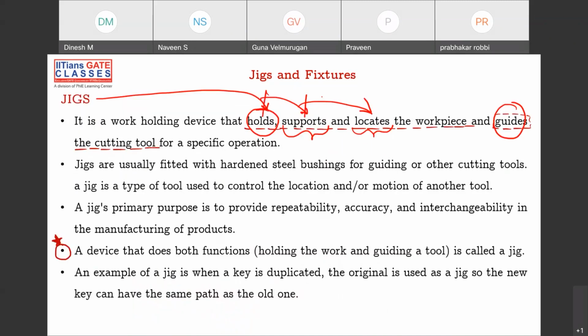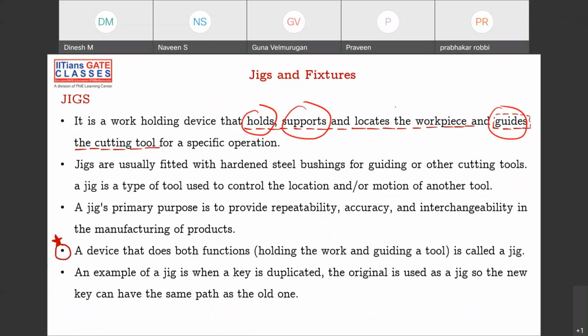That is what is very important. Holding and supporting can all be done by a fixture also, but guiding the cutting tool is very important, and that feature is available in jigs. One example is the carbon bushing that I showed in the previous slide. So here these are holding, supporting, guiding. This can be a jig. Locating the workpiece can be done by a jig, but it can't be done by a fixture. So there's a difference between a jig and a fixture now.